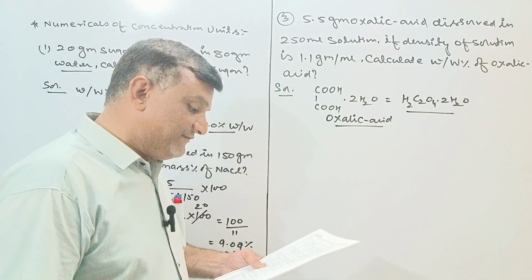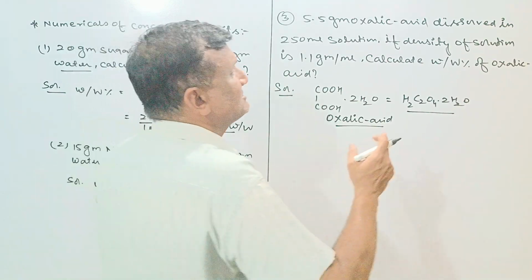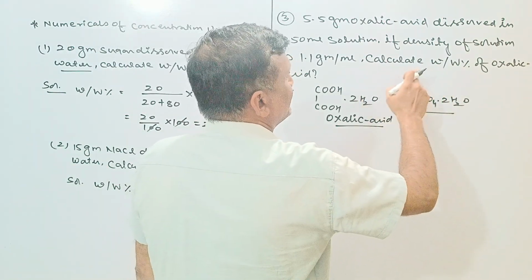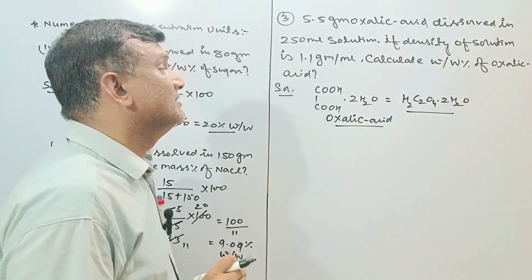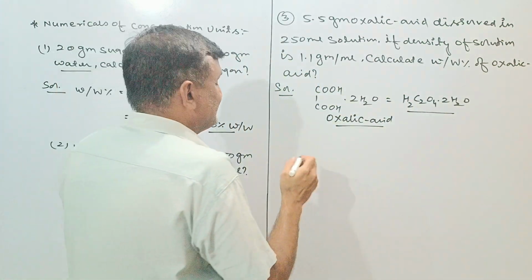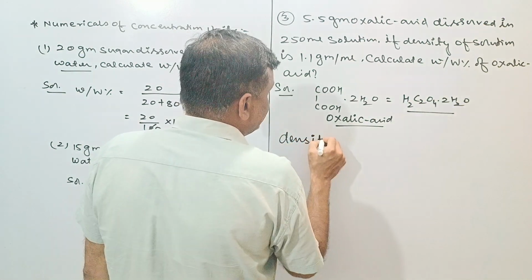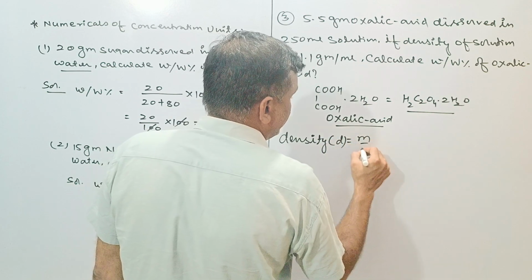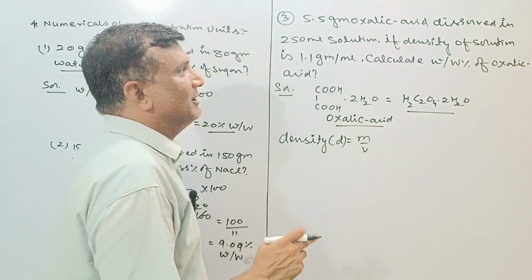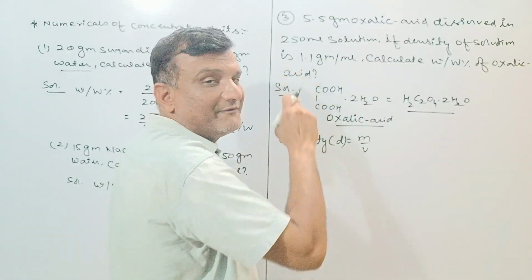Now it is time to discuss the question. Question is given. First of all, we have to calculate the mass of solution. It is required. As we know, density d is equal to M upon V. Here volume is given, that is 250 ml. Density is given, that is 1.1 gram per ml.